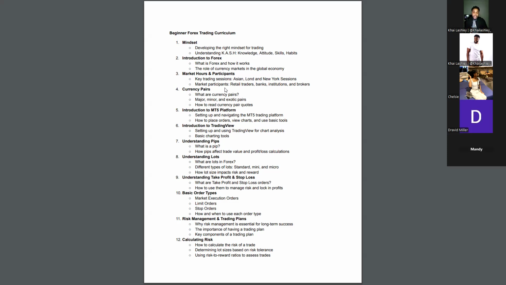Let me put it like this: we're laying foundations. We're laying bricks. It's brick upon brick. It's not put a brick here and then another one over here. No, everything is brick on brick.